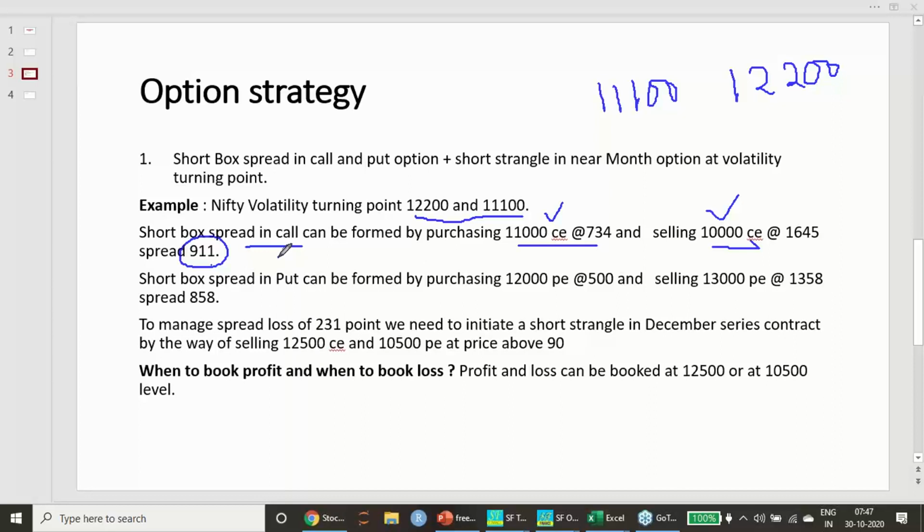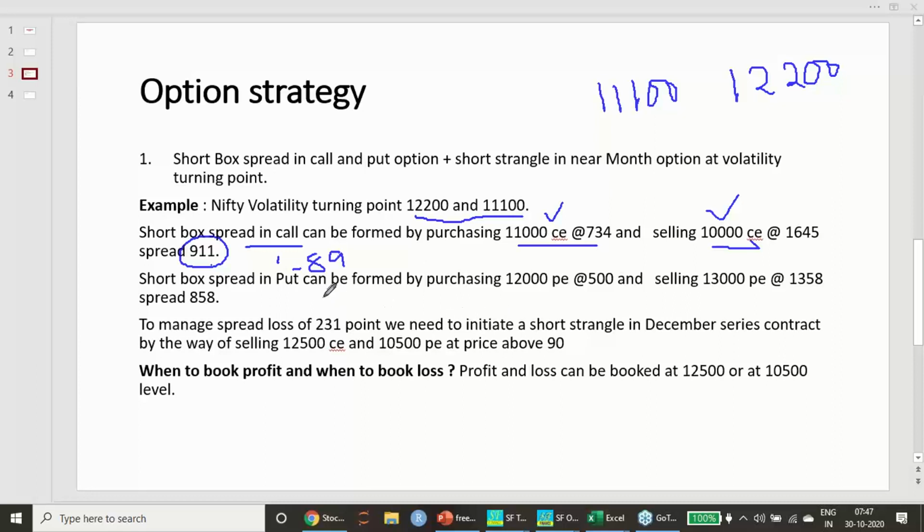So 89 points of loss risk is there. So total, if this trade goes wrong and Nifty never falls below 11,000, then 89 points you are going to lose. But if Nifty falls to 10,000, then you are going to earn 900 rupees. So that is also a fact.